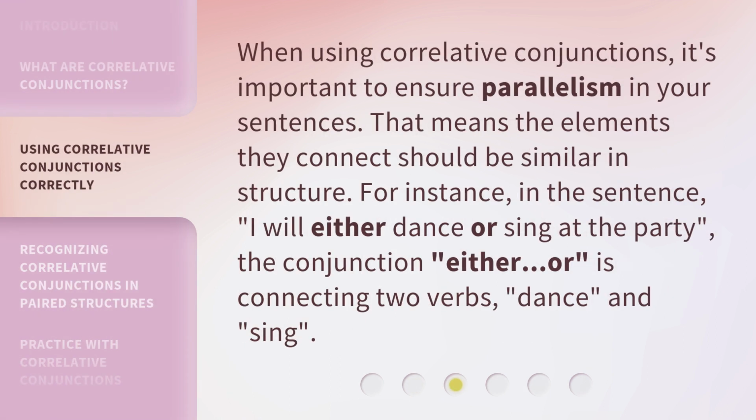When using correlative conjunctions, it's important to ensure parallelism in your sentences. That means the elements they connect should be similar in structure. For instance, in the sentence, I will either dance or sing at the party. The conjunction, either/or, is connecting two verbs, dance and sing.